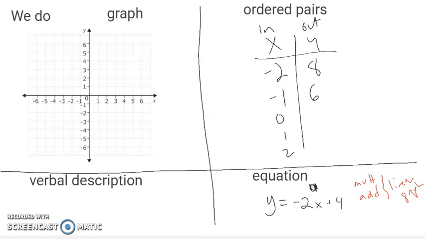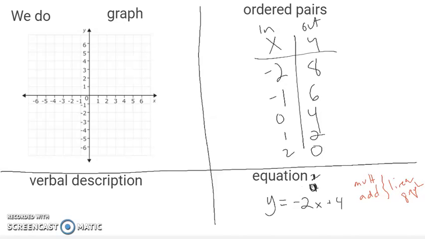-2 times 0 is 0, plus 4 is 4. -2 times 1 is -2, plus 4 is 2. -2 times 2 is -4, plus 4 is 0. Looks linear to me. X up by 1, y down by 2. I've got that pattern. I'm going to have a negative slope, but I am going to have a line.